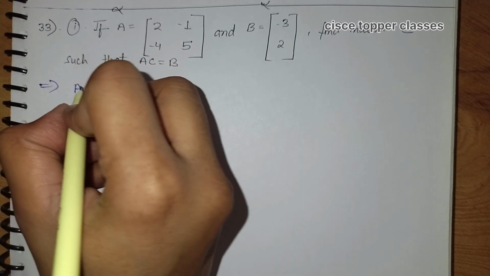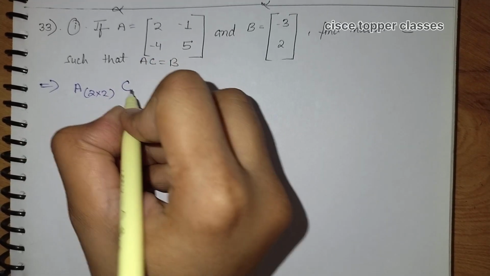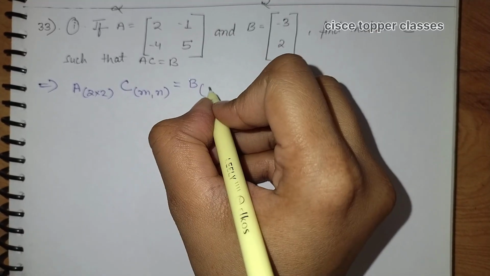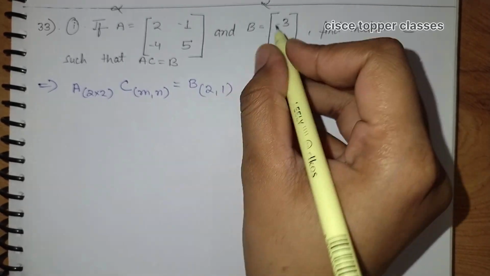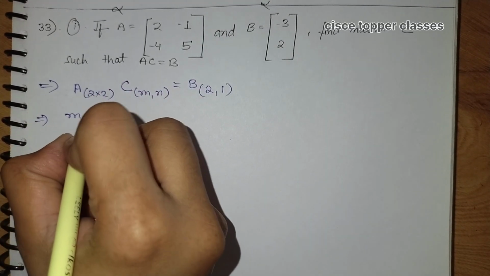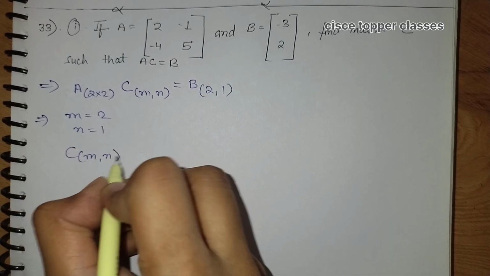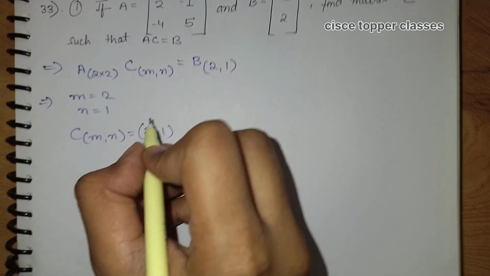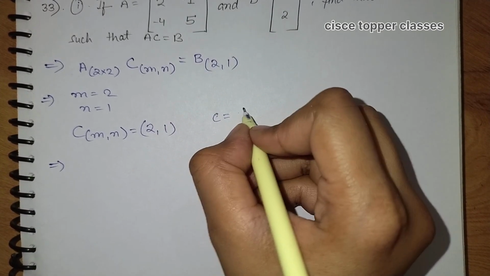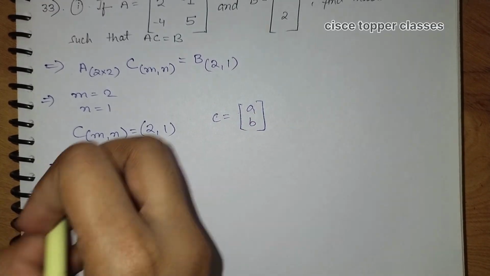So here the matrix A is given to us of order 2 cross 2. Matrix C we have to find, the order also and the matrix C also. Matrix B is of order 2 cross 1, means 2 rows and 1 column. So from there we can write M should be equal to 2 and N should be equal to 1, means C of order M comma N is of order 2 comma 1. So matrix C will have 2 rows and 1 column. Hence a b is the matrix in this question.